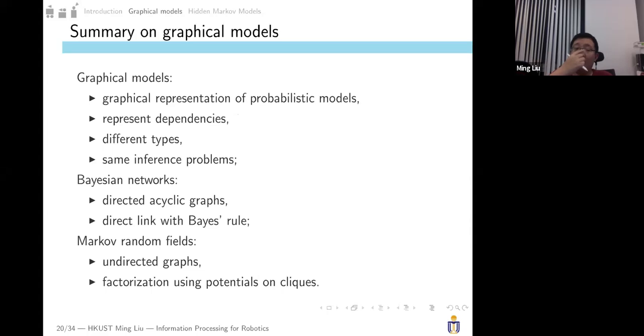Okay, here is a quick summary on this graphical model. We learned that a graph model in general is a graphical representation of probability. We introduced the Bayes network, which is a DAG. Also, we introduced MRF. That's a summary of the previous hour and some of the content of last week.